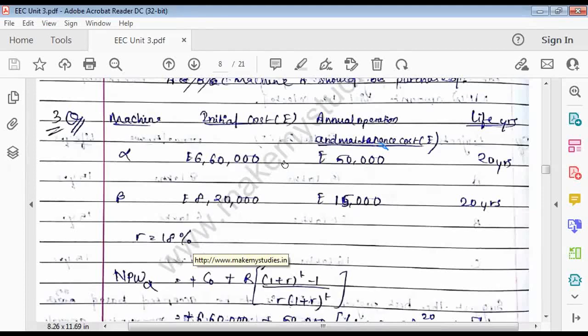One is a one-time cost, 6,60,000 and 8,20,000. The other ones, 50,000 and 15,000, are recurring expenditures. Every year you need to spend 50,000 for the next 20 years for alpha. Every year you must be spending 15,000 for the next 20 years on beta. Correct? So that is why it is a purely cost-based project.